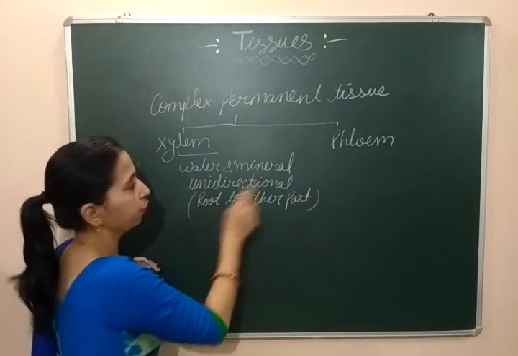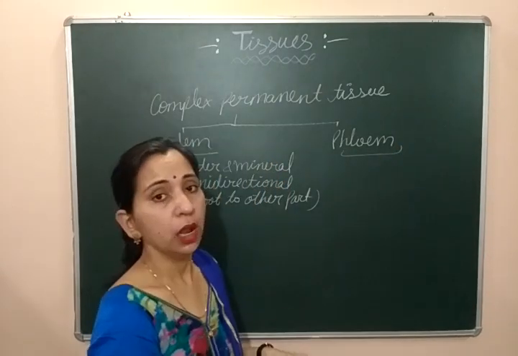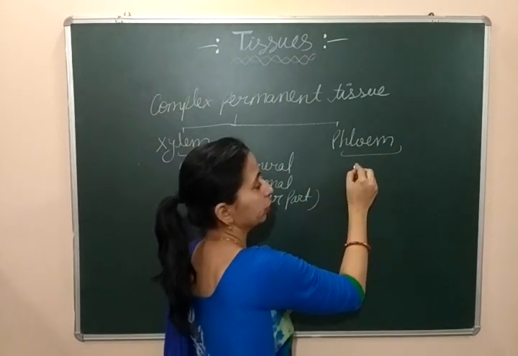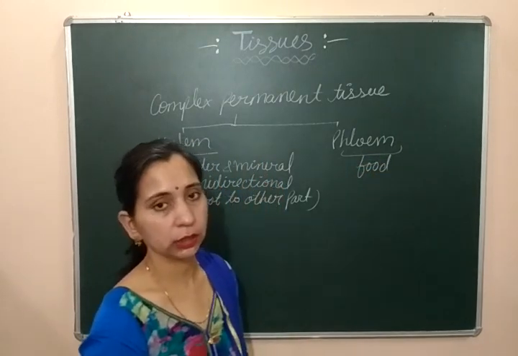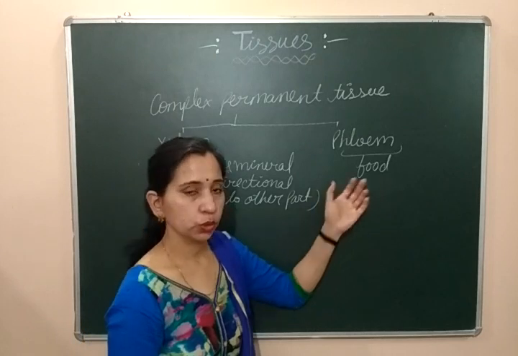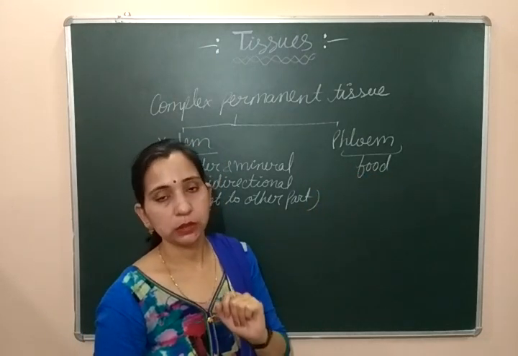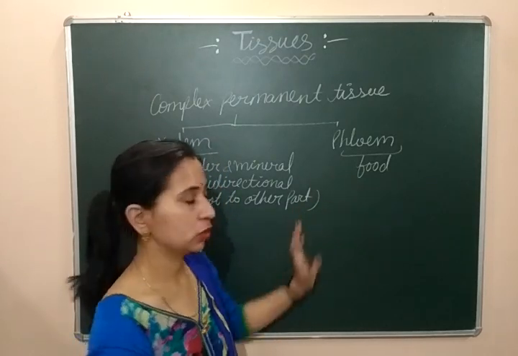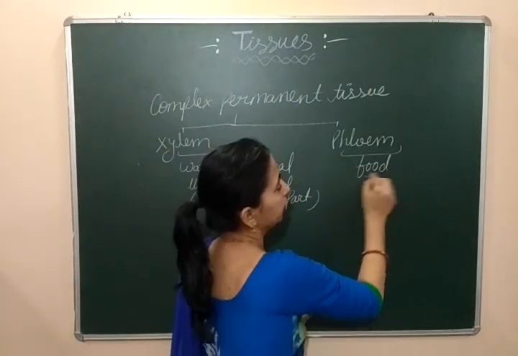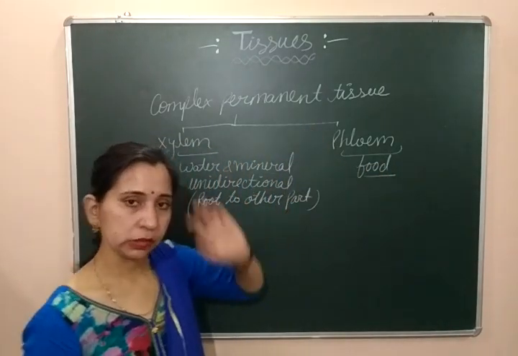But phloem helps in the process of transportation, means it helps in the translocation process. ये जो transport करता है वो होता है transport of food, और transport of food को कहा जाता है translocation. The transportation of food from leaves to other parts of the plant is known as translocation. So it helps in transportation of food.